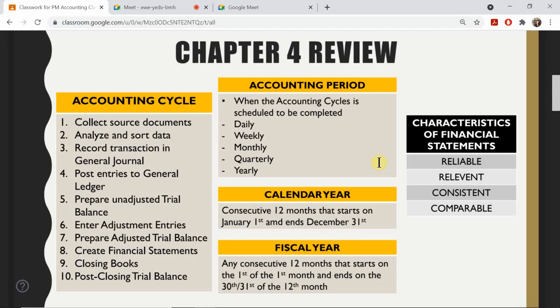Okay, and calendar versus fiscal year. The difference between them is straightforward. The calendar year is from January 1st to December 31st, whereas a fiscal year is any 12 consecutive months where you start on the first day of the first month and end on the last day of the 12th month. Okay?